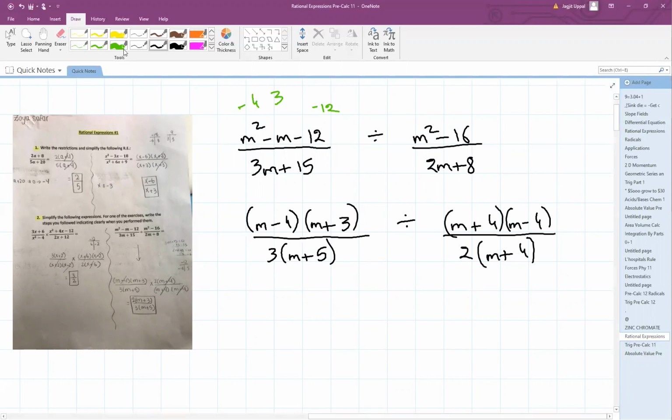Okay, before that you need to write the non-permissible values. So if I was you, I would say right here, m plus 5 cannot be equal to 0, so m cannot be minus 5. Then my second denominator I see is m plus 4 cannot be equal to 0, so m cannot be equal to minus 4. And next line, then I'm going to do the flip.